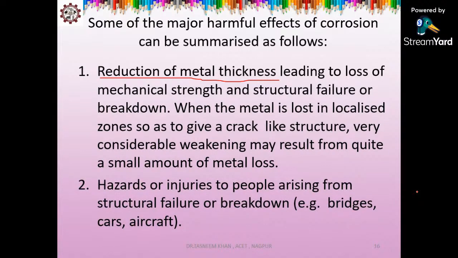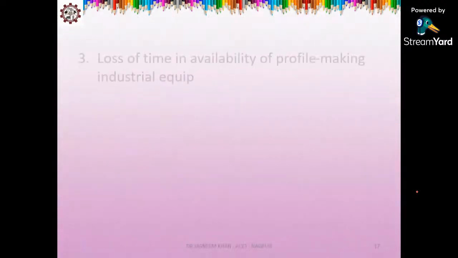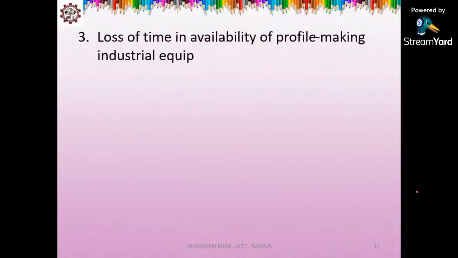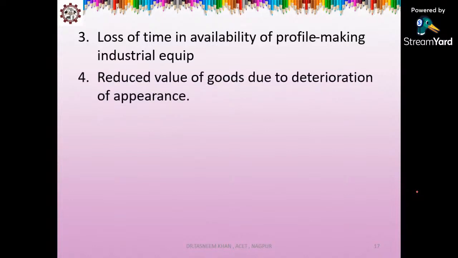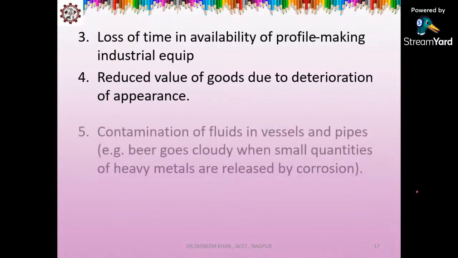Then no doubt you will see the hazards or the injuries to people arising from the structural failure or breakdown, for example bridges, cars and aircraft. Then loss of time and availability of profit making industrial equipment. ठीक है, अगर corrosion होगा तो time loss होगा तो profit कम होगा, and बहुत ज़्यादा problems आएंगे. Then it reduces the value of good due to deterioration of appearance. Corroded material आप खरीदना पसंद नहीं करोगे, corroded bike या car खरीदना पसंद नहीं करोगे, so automatically उसकी values जो रहती है ना वो खत्म हो जाती है. No doubt aesthetically भी appealing नहीं रहता है.